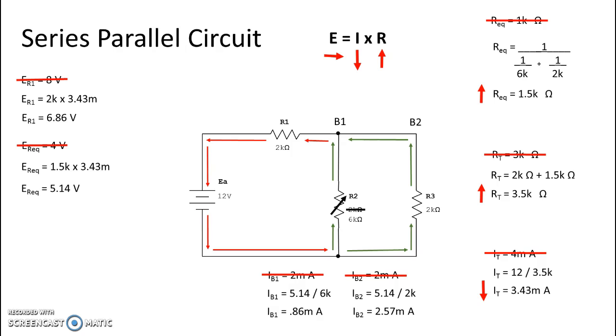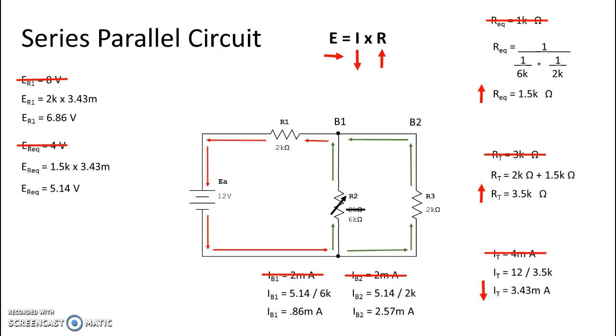But because the ohmic value in branch 2 is much smaller than the ohmic value in branch 1, the current in branch 2 is much larger than the current in branch 1. And that again goes back to current and resistance being inversely proportional. So the larger the resistive value in a parallel branch, the smaller the current; the smaller the resistive value in the parallel branch, the larger the current.